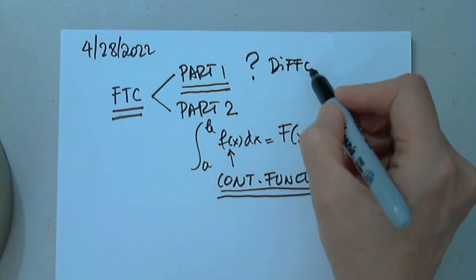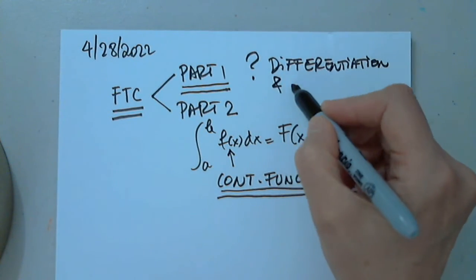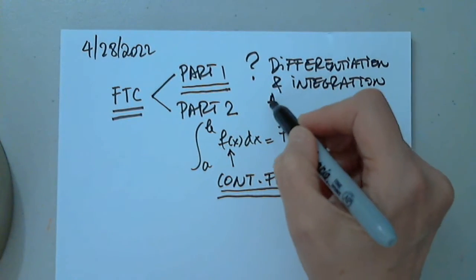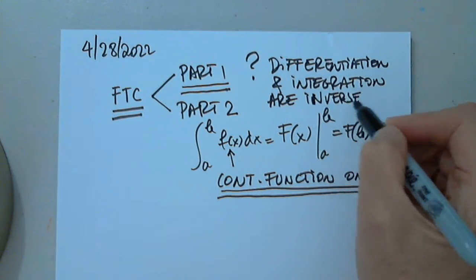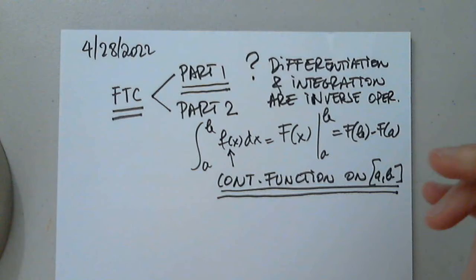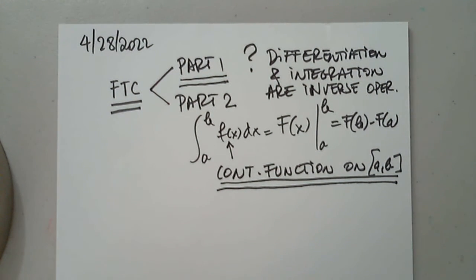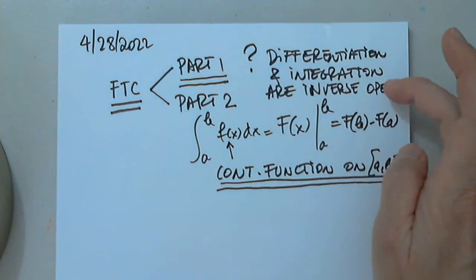Differentiation and integration are inverse operations. And how does it do that? So here is the idea, and we'll explain how this works, and then we'll apply it in problems. So part 1 teaches us that differentiation and integration are inverse operations.